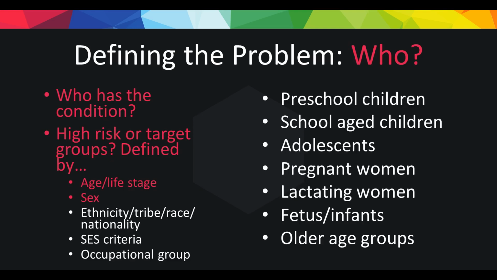Okay. After what, then we go to the next step, which is who. Okay. Who has that condition? Okay, is it school children, or children less than 2 years old, or maybe the elderly people, and we know that in 20 or 30 years akan datang, there will be a large number of elderly people compared to young people. And also not only who has the conditions, they also look at the high risk or targeted group, which is defined by age or by life stage, or maybe specifically by sex.